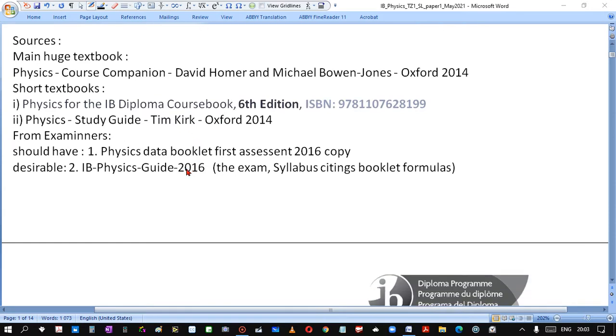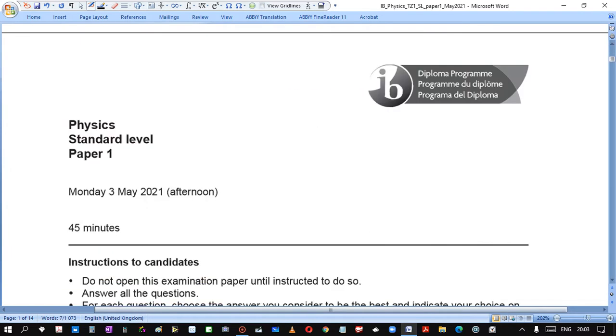To prepare for exams, the main sources are the main huge textbook from Oxford, the short textbook by Tsokos, and to revise and understand better, the short Tim Kirk book from Oxford. When you are doing past papers, you should have the physics data booklet for first assessment 2016 copy, and recommended is the IB Physics Guide. Let's start.